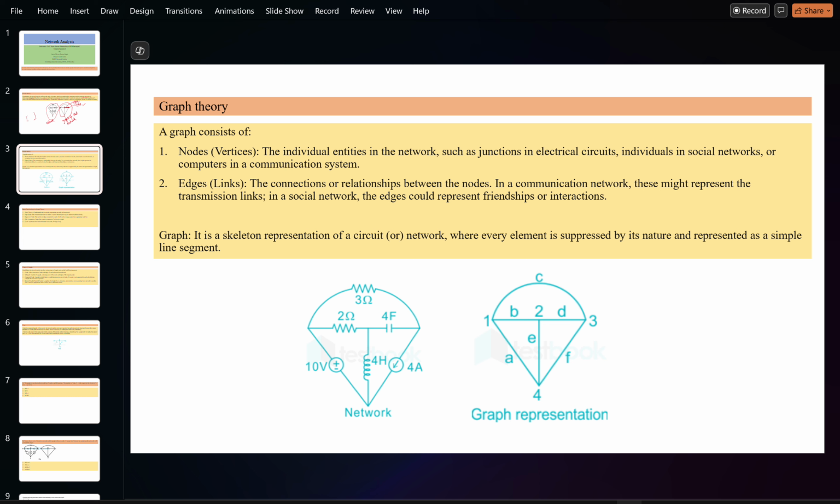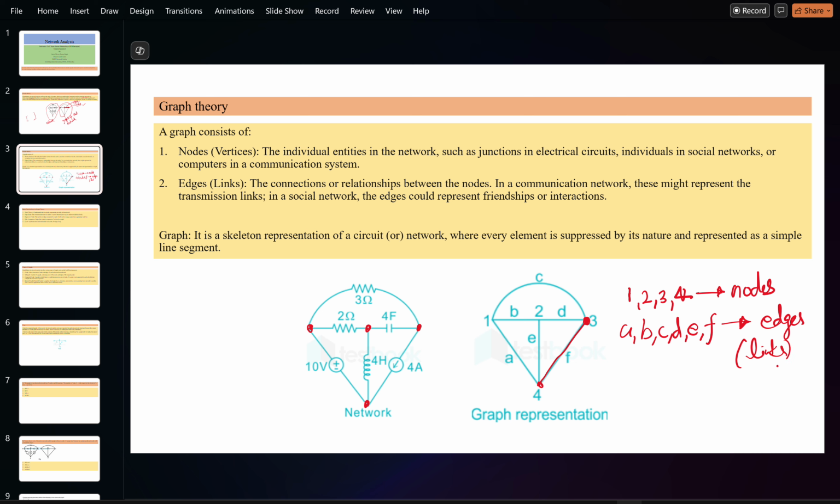If you see here, the graph consists basically of two things. That is the nodes, which I have marked here. These are the nodes. And these are the branches. These are the vertices, edges, or links. Okay. So this 1, 2, 3, 4 are actually the nodes of this graph, and A, B, C, D, E, F are actually the edges or links.